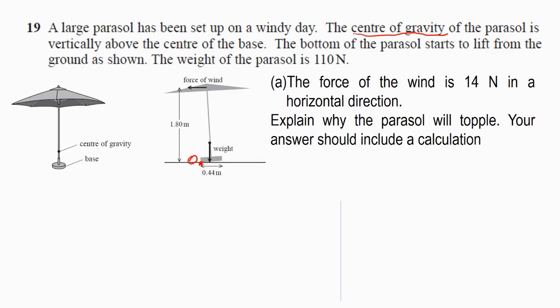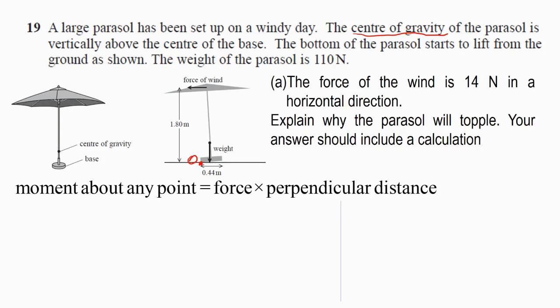In this condition there are two forces. First one is weight, second one is the wind force. So there exist two moments. What are the moments? The moment due to the weight of the parasol and the moment due to the wind force. First of all we have to calculate the values of these moments and their directions, right? The moment about any point is equal to the force times the perpendicular distance. This is the way to calculate the moment about any point.